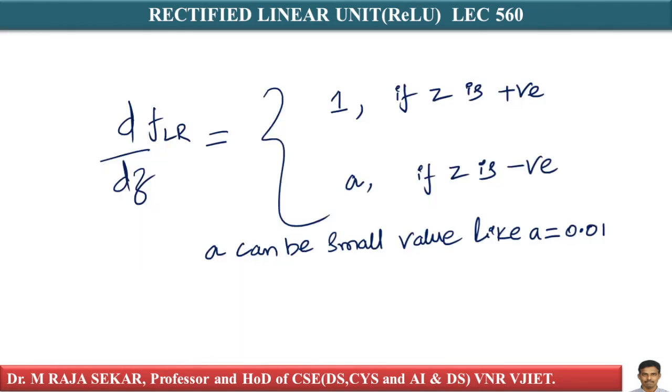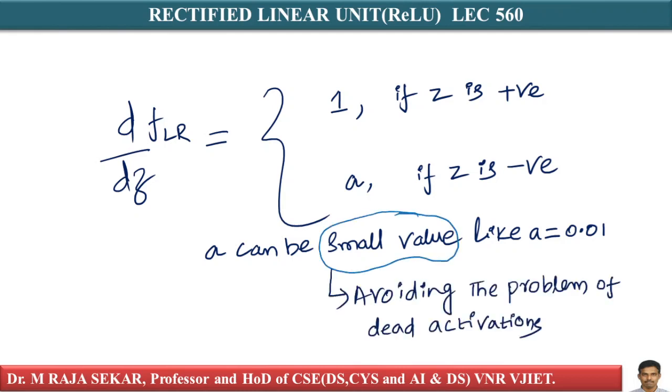Let me check the derivative. It is straightforward: the derivative d by dz of f leaky ReLU equals 1 if z is positive, and a if z is negative. In the case of parametric ReLU, in the place of 0.01 I am keeping a, therefore I am getting a here. A can be a small value, 0.01 in the case of leaky ReLU. With a small a here, you are avoiding the problem of dead activations, but at the same time you could run into the problem of vanishing gradient sometimes.